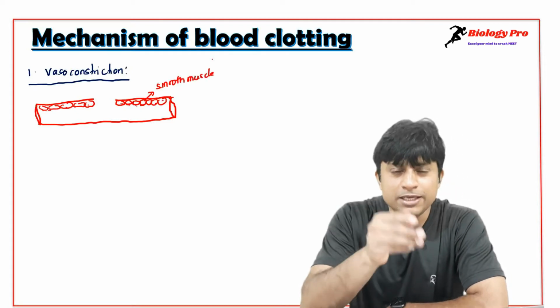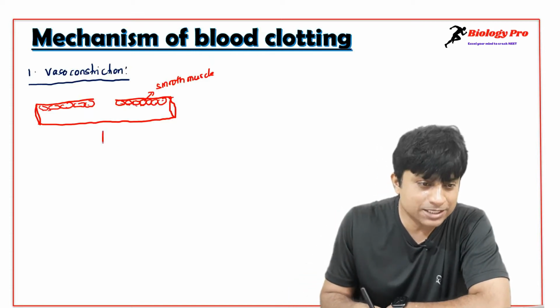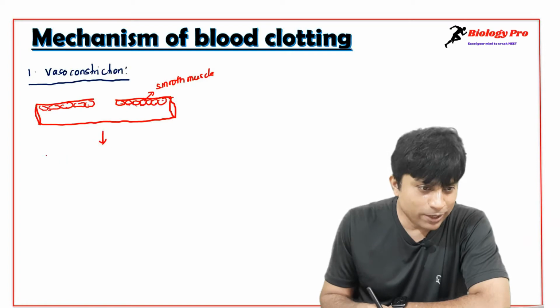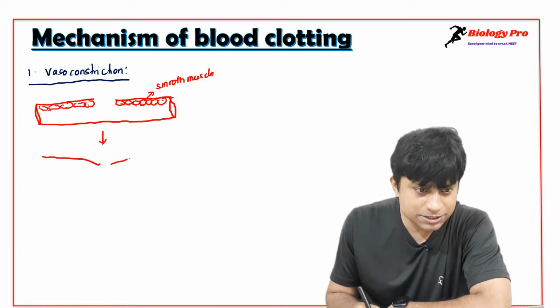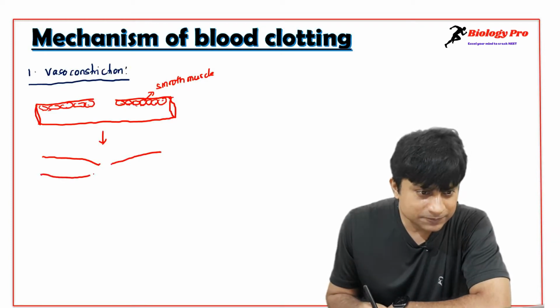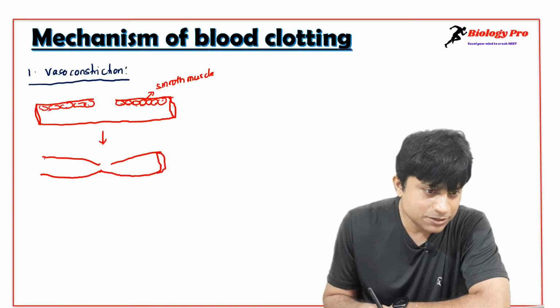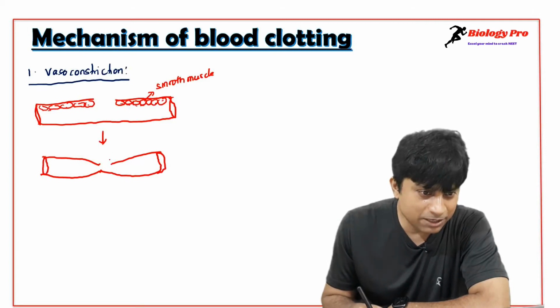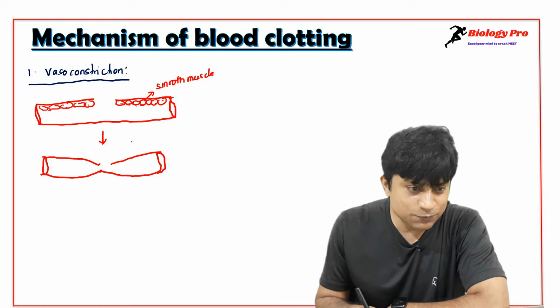So injury to the blood vessel is a stimulation for the smooth muscles to contract. When the smooth muscles of the blood vessel contract, this will decrease the diameter of the blood vessel. As a result, the blood vessel gets constricted. So this is what vasoconstriction is.